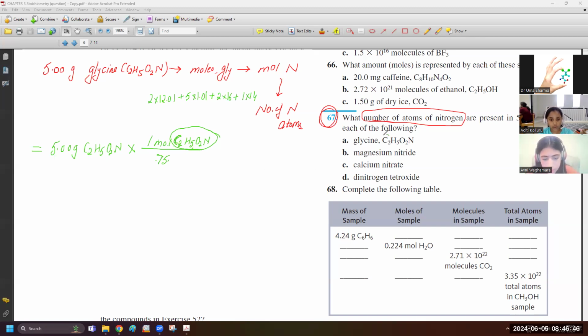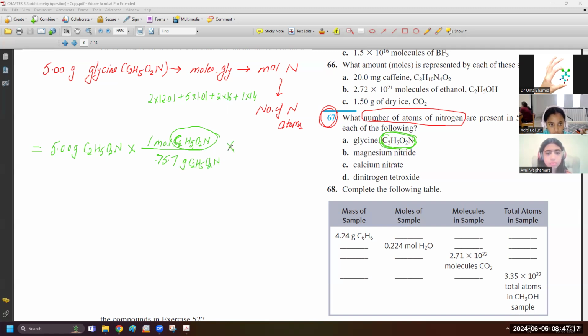Let me, okay, I'll calculate it now. I think it's 75.7 grams of glycine. Keep going on, Avni.